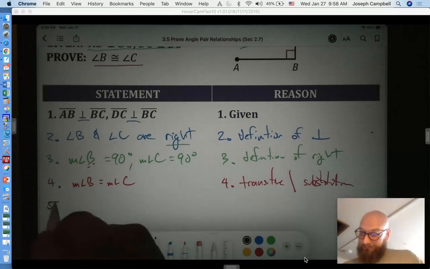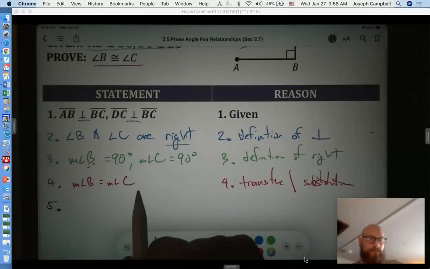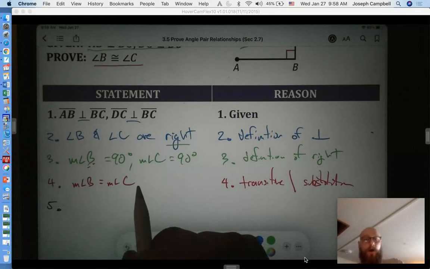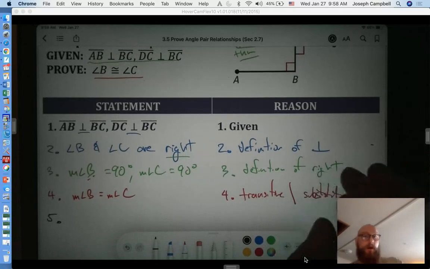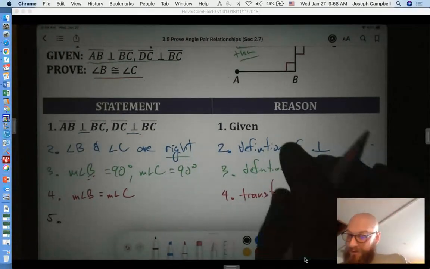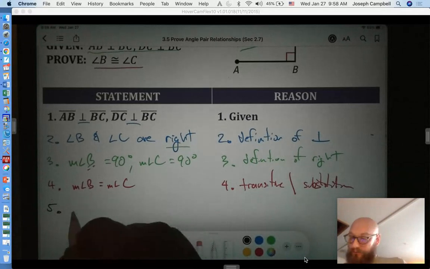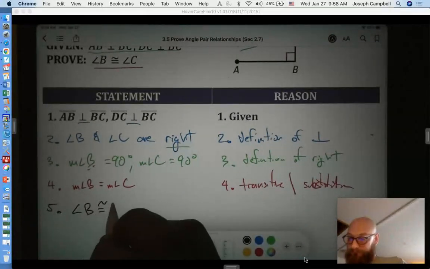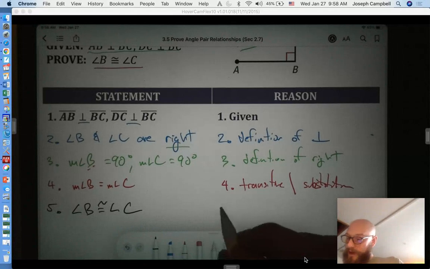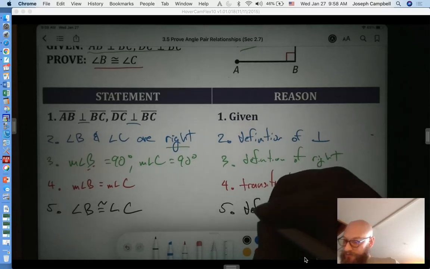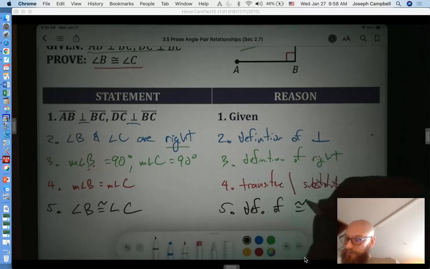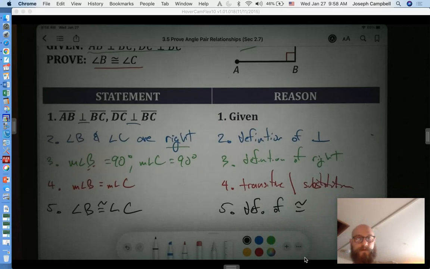All right. If two angles are equal, then what else could I say about those two angles? Remember where I'm trying to go. Oh, they're congruent. How did I know that they were congruent if they were equal? I know what the word congruence means. Definition of congruence.